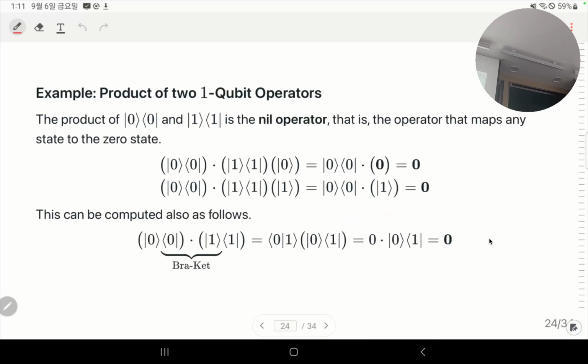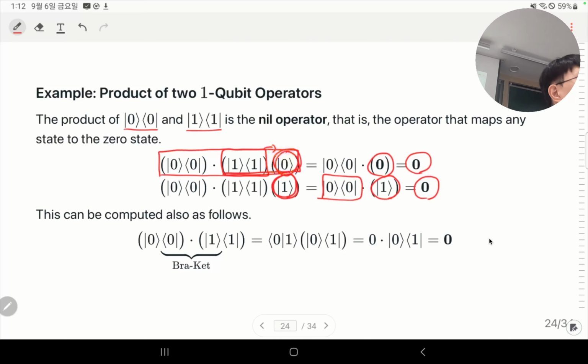Okay, so here is an example. We have the one-qubit operators |0><0| and |1><1| in Ket-bra notation. How about we multiply them together to get a new operator? When you take the product, you get the nil operator, which means that it annihilates every qubit state. For example, if I take the product of these two operators and feed it the ket 0 state, then the first action of the operator gives you the 0 vector, and the 0 vector is always 0. And if you feed in ket 1, first you get ket 1, but the second operator gives you the 0 vector. So no matter what the ket vector is, you always get the 0 vector.